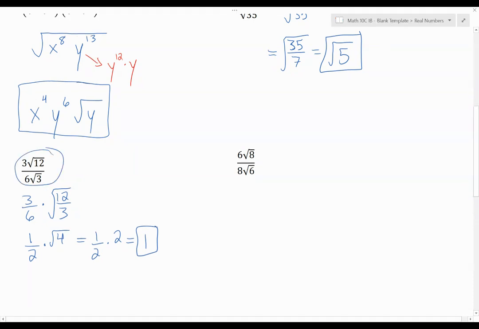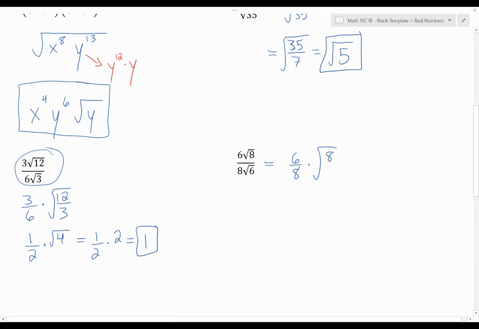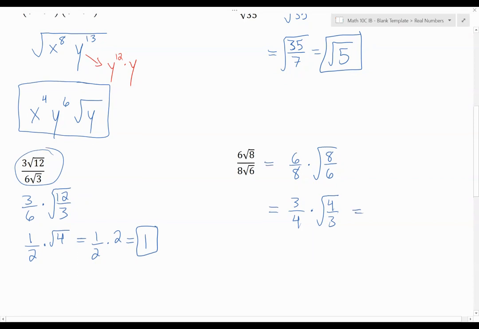Let's say I have 6 over 8, root 8 over root 6. So again, same idea, 6/8 is how I'm thinking about this, and then 8/6. I'm going to simplify each of those fractions individually. So this becomes 3/4, and then the square root of 4/3. Square root of 4 just is 2, so I have root 2, 3 times 2 in the numerator, 4 root 3 in the denominator.